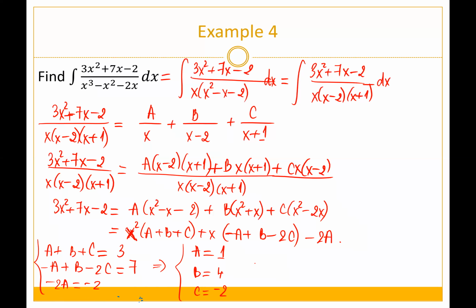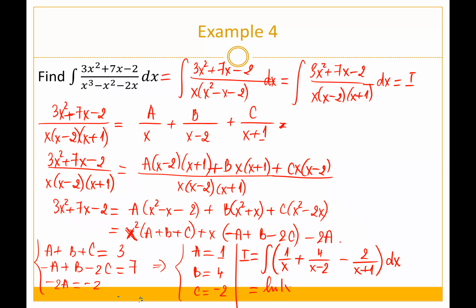And so from that, the integral, which I'll call I, will become the integral of 1 over x plus 4 over (x minus 2) minus 2 over (x plus 1) dx. And now this is easy to solve. You have ln of the absolute value of x plus 4 ln of the absolute value of x minus 2, minus 2 ln of the absolute value of x plus 1, plus C.